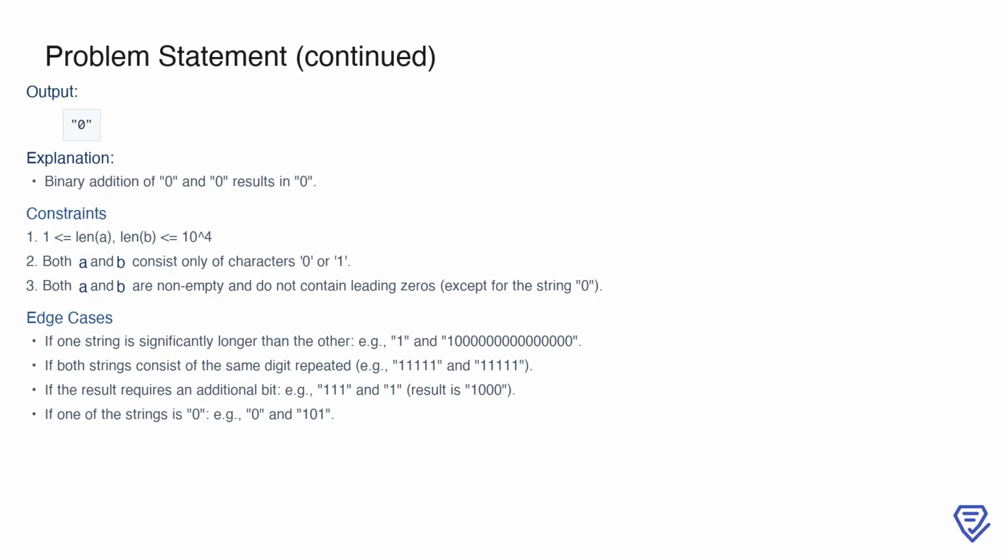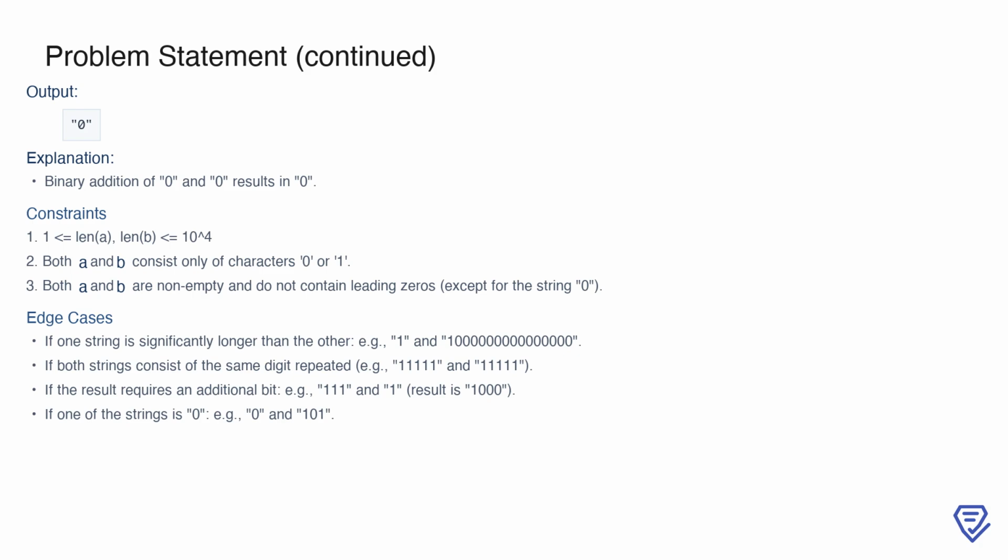For edge cases, you should consider scenarios like when one string is much longer than the other, such as 1 and 1000000000000000000. Another scenario is when both strings consist of the same digit repeated, for instance, 11111 and 11111.